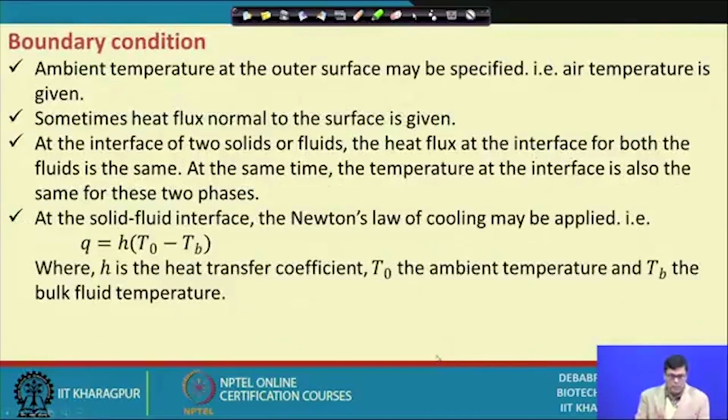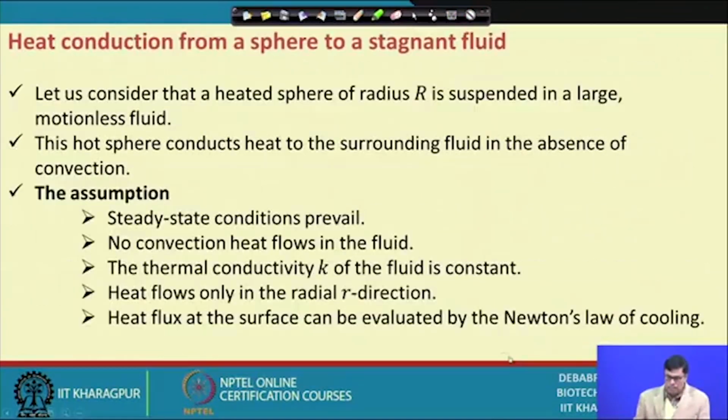Now, these are the boundary conditions we have. The ambient temperature of the surface may be specified, such as the air temperature being given. Sometimes the heat flux normal to the surface is given. So, these are given; I am not going through them in detail, you can easily find them out.